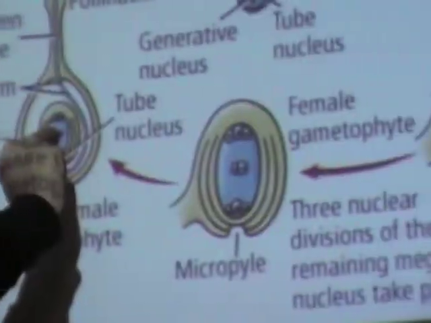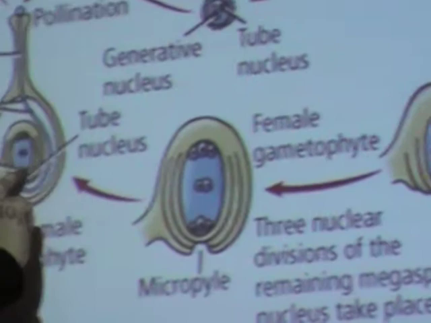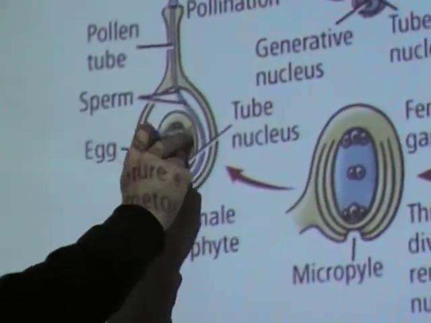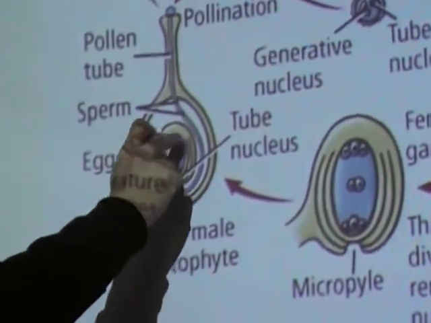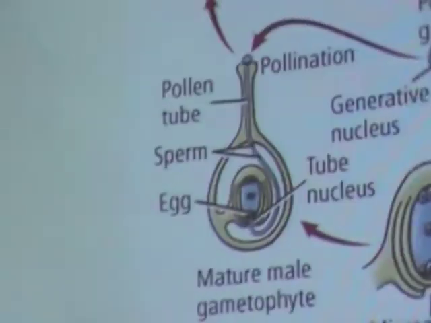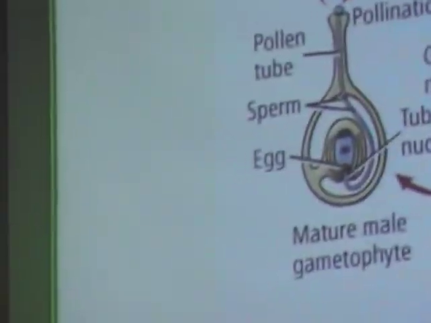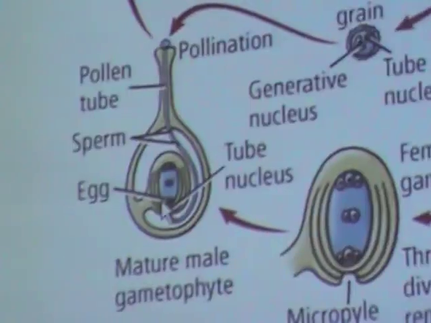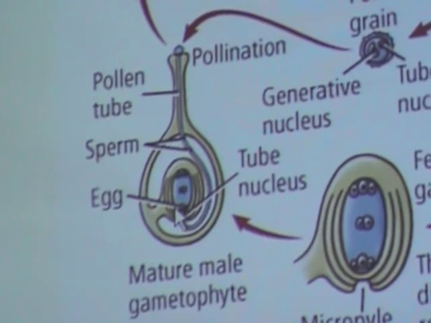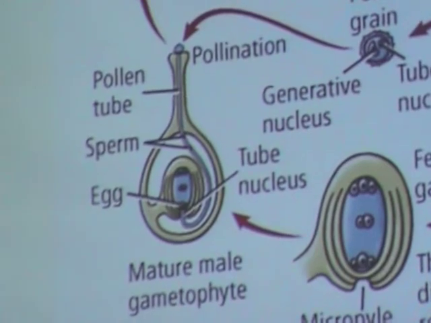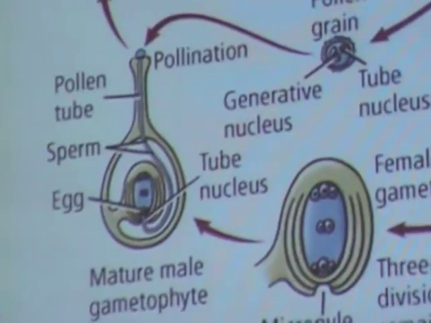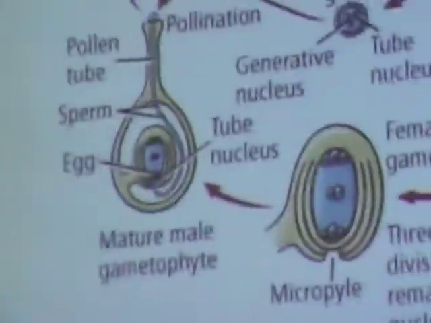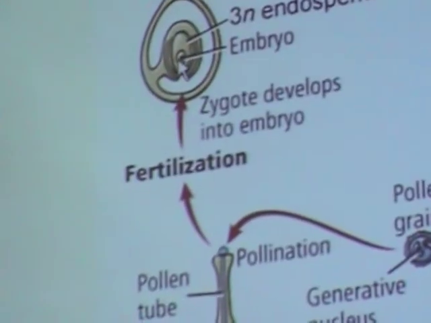These sperm come out. One sperm fertilizes the egg. The other sperm fertilizes the central cell. And we call that fertilization. It's actually a double fertilization, which I'm going to show you a video of in just a minute so you can get a better idea of it. But we call it double fertilization. Then the zygote develops into the embryo, that's the baby plant.